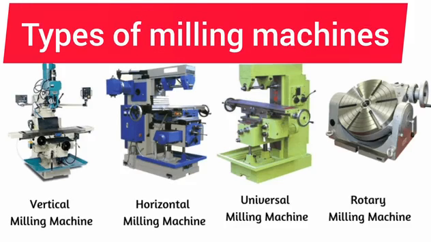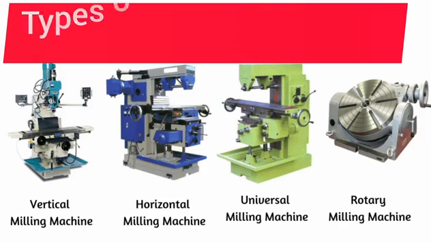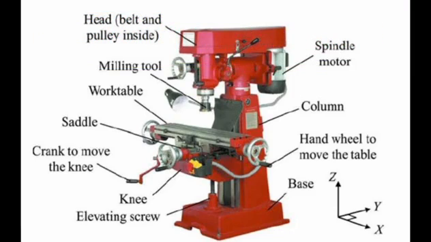Types of milling machines. There are majorly 4 types of milling machine, including 1. Vertical milling machine, 2. Horizontal milling machine, 3. Universal milling machine, and 4. Rotary milling machine. It is very similar to a horizontal milling machine in construction, as it has the same parts of base, column, knee, saddle, and table.